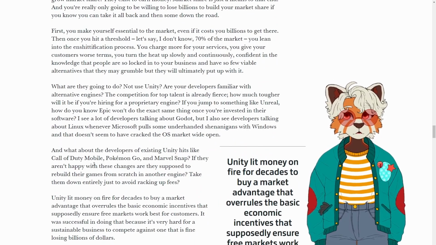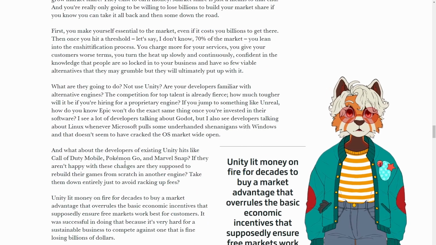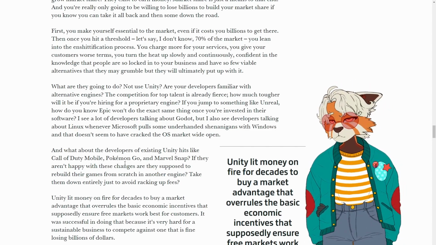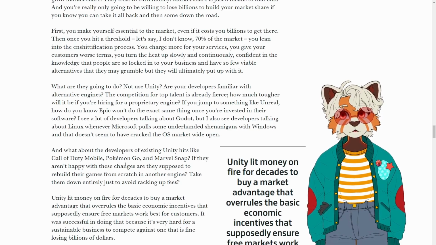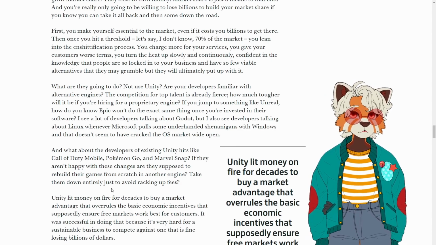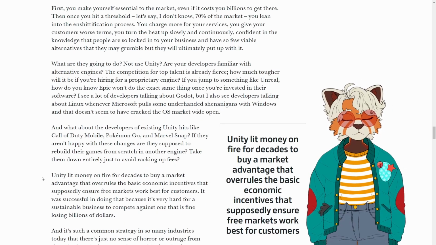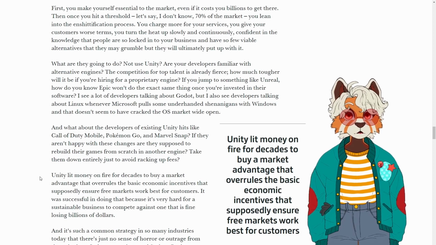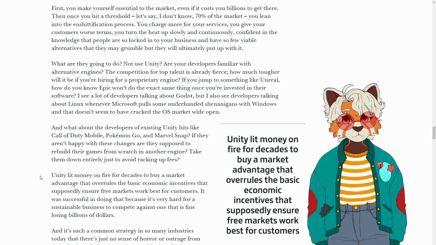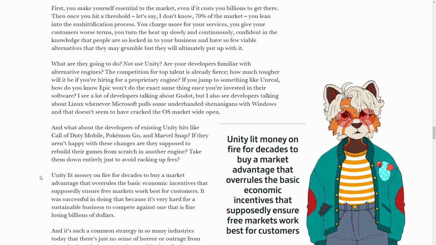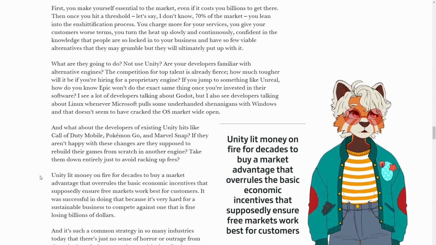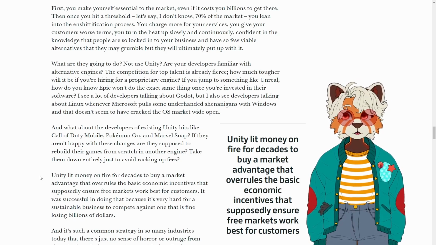We're looking at Call of Duty Mobile, we're looking at Pokemon Go, the game that was as huge as it was a couple years ago, kind of before lockdown, Marvel Snap. I mean, are they going to rebuild their games to avoid that cost? Unity lit money on fire for decades to buy a market advantage that overrules the basic economic incentives that supposedly ensure free markets work best for customers. It was successful in doing that because it's very hard for a sustainable business to compete against one that is fine losing billions of dollars. That's what we're seeing here, right?